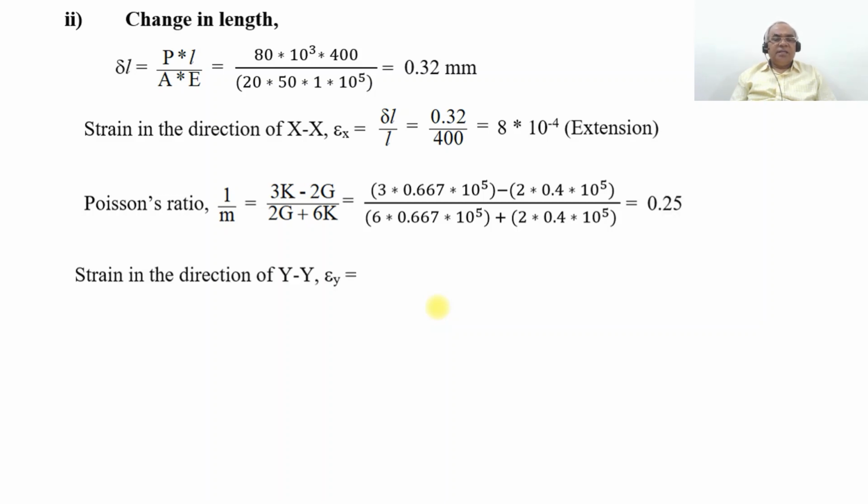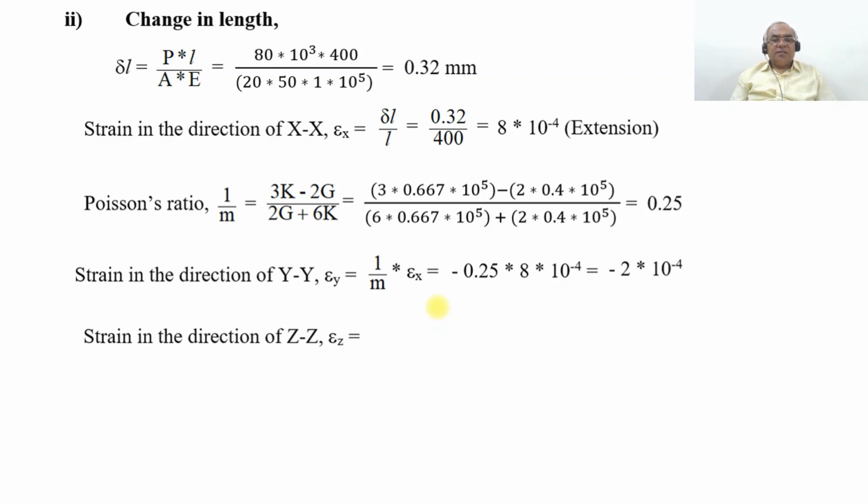Once you get that, strain in the direction of yy, which is epsilon y, will be equal to 1 by m into epsilon x. Since it is the lateral dimension, it will be negative. So minus 0.25 into 8 into 10 to the power of minus 4. On simplification, you are going to get minus 2 into 10 to the power of minus 4. Similarly, strain in the direction of zz, epsilon z, will be equal to minus 1 by m into epsilon x, because it is compressive strain. So again minus 0.25 into 8 into 10 to the power of minus 4, which is again minus 2 into 10 to the power of minus 4.